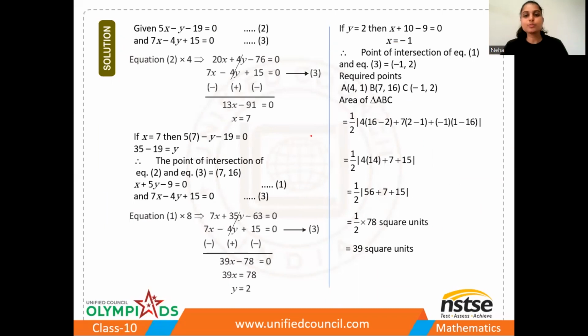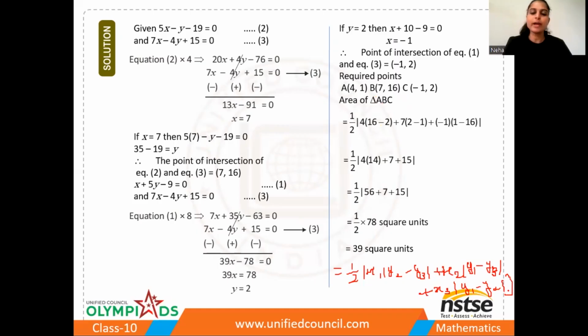So now I can just put the formula. The formula to find the area of triangle ABC is nothing but half of x1 into (y2 minus y3) plus x2 into (y3 minus y1), okay, we have mod with all the values, plus x3 into (y1 minus y2). Right, this is the formula to find out the area of a triangle.